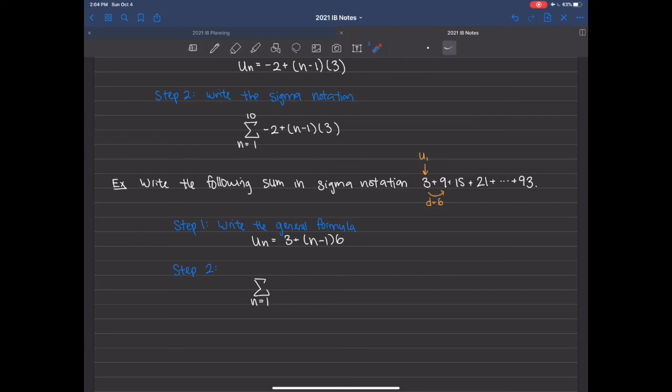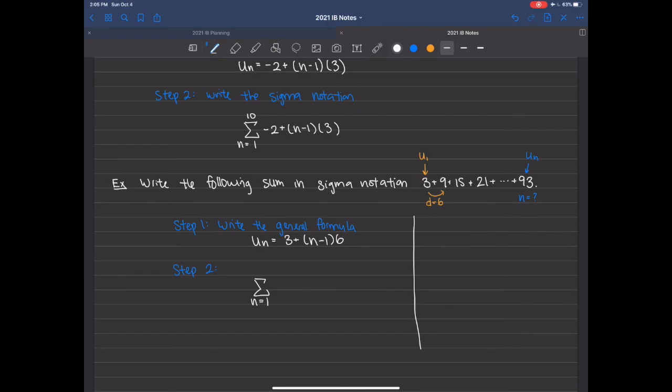Oh, but wait. I know that I want to end with the value 93, but I don't know which position that 93 holds. I know this is the first term, the second term, the third term, the fourth term, but how many terms in the sequence do I have to go out before I encounter that 93? I don't know that yet, and I need to find it because that's the number that is going to go on top of sigma. So we're going to have to do a little bit of scratch work on the side and figure that out. What we're given is u sub n, and what we need to find is n. Where in the sequence does this number happen?